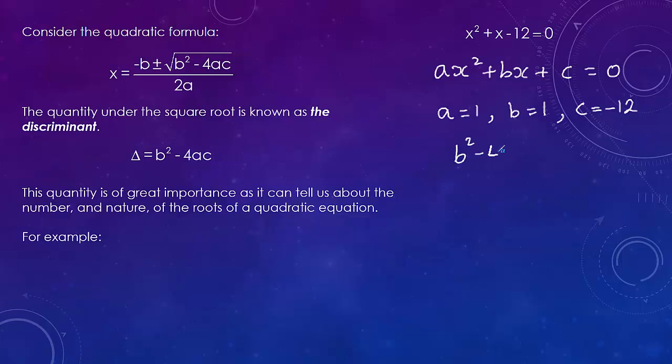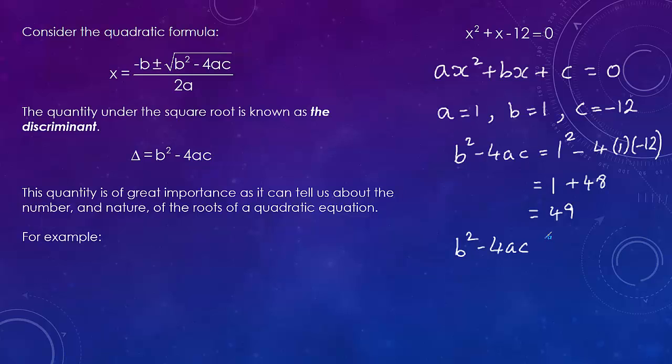So b squared minus 4ac is 1 squared, take away 4, times 1, times negative 12. So that's 1, add 48, remember the minus minus, which is 49. So in this case, b squared minus 4ac is positive. We can take the square root of a positive.